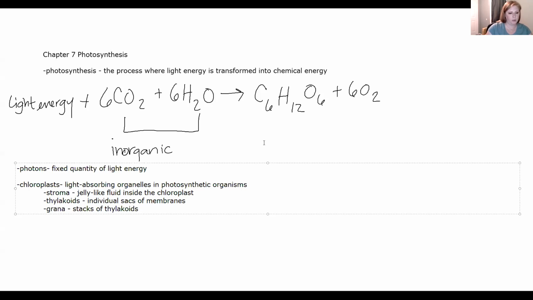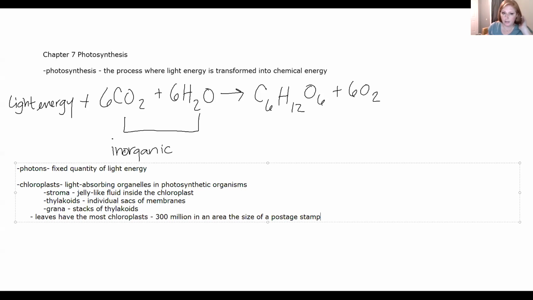Little information about chloroplasts here. It's kind of interesting, kind of put it in perspective. So first off, leaves have the most chloroplasts, not a surprise. There are 300 million chloroplasts in a leaf. So if you were to take a leaf and cut out a section that was the size of a stamp, you'd have roughly 300 million chloroplasts within that.